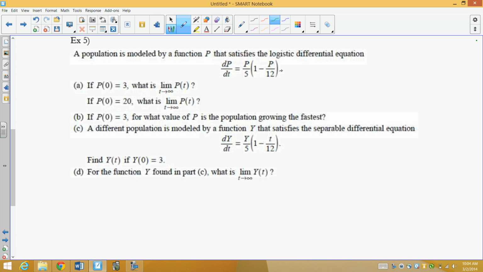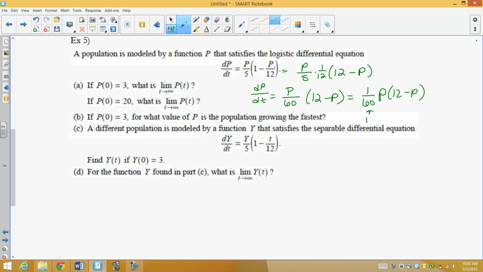So the first thing we need to do here is get rid of the fact that that says P over 12. So I'm going to factor out a 1/12, which is going to make this 12 minus P, which is going to make the equation dP/dt equals P over 60 times 12 minus P, or if you want to see it, 1/60th P times 12 minus P. So here's your growth constant, here's your carrying capacity.